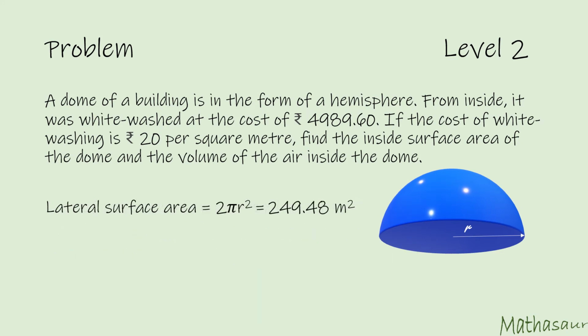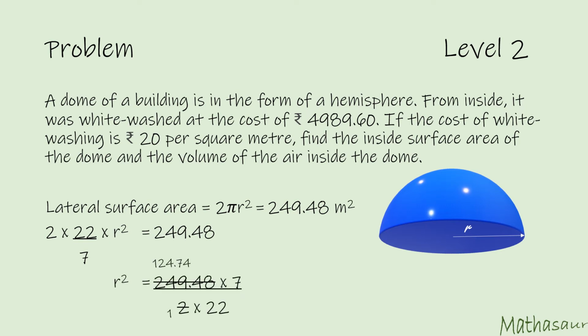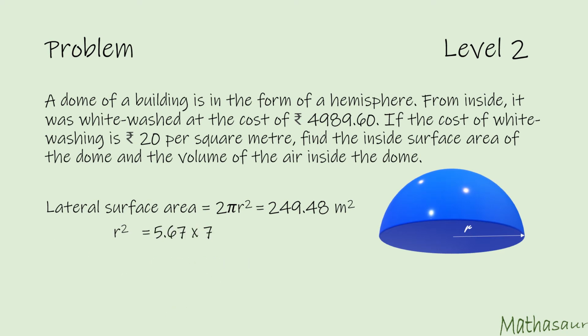Now surface area can also be written as 2 pi r square. Let us equate that to the surface area we just found. Let us substitute the value for pi and cross multiply. Upon simplification, we find that r square is equal to 5.67 times 7.